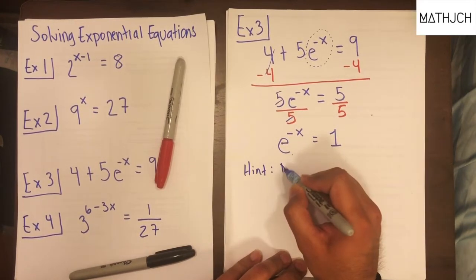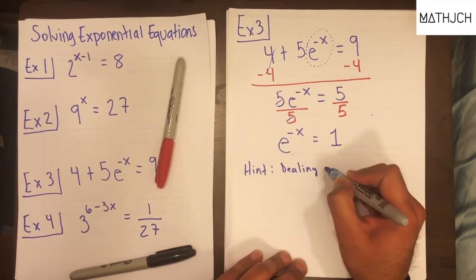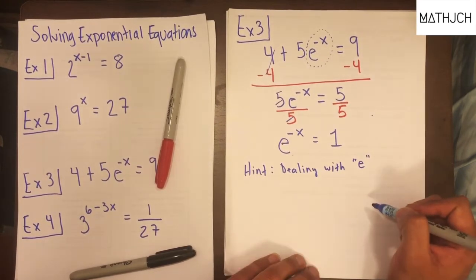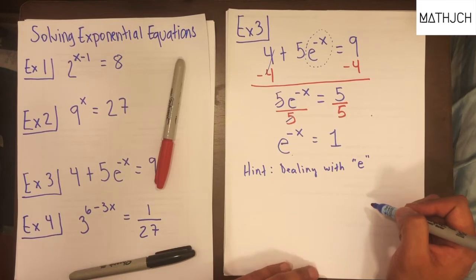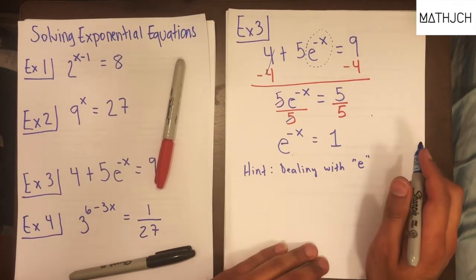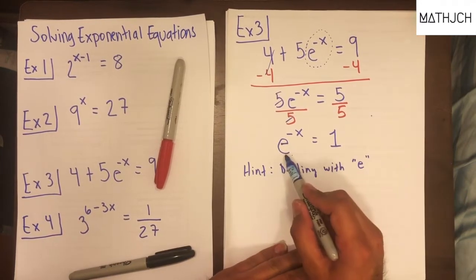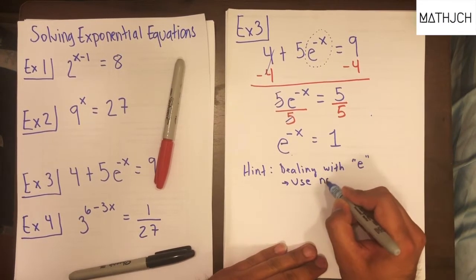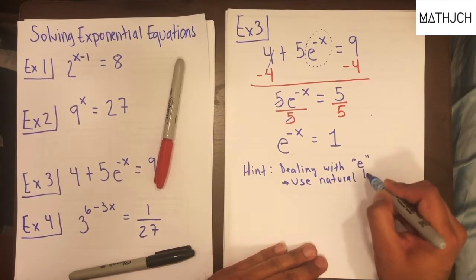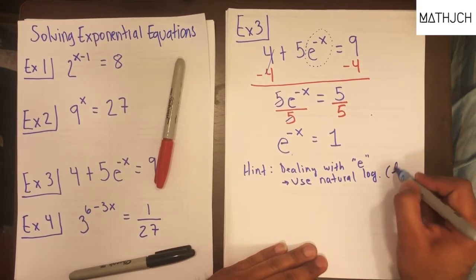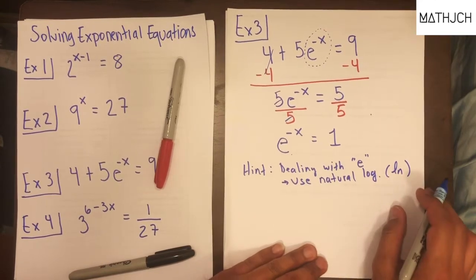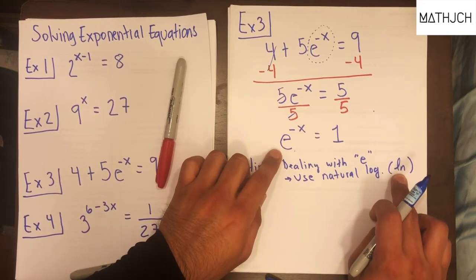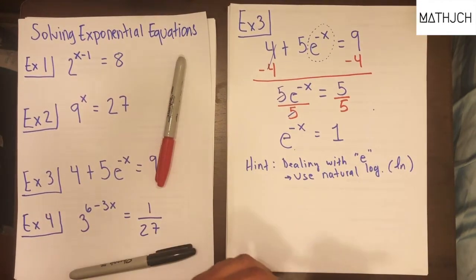Okay, we are dealing with the letter E, which is a mathematical number, okay? So, every time that you are dealing with E, we're going to use the natural logarithm or natural log, ln, okay? Because there is one powerful property that involves ln and E at the same time, which is the following.